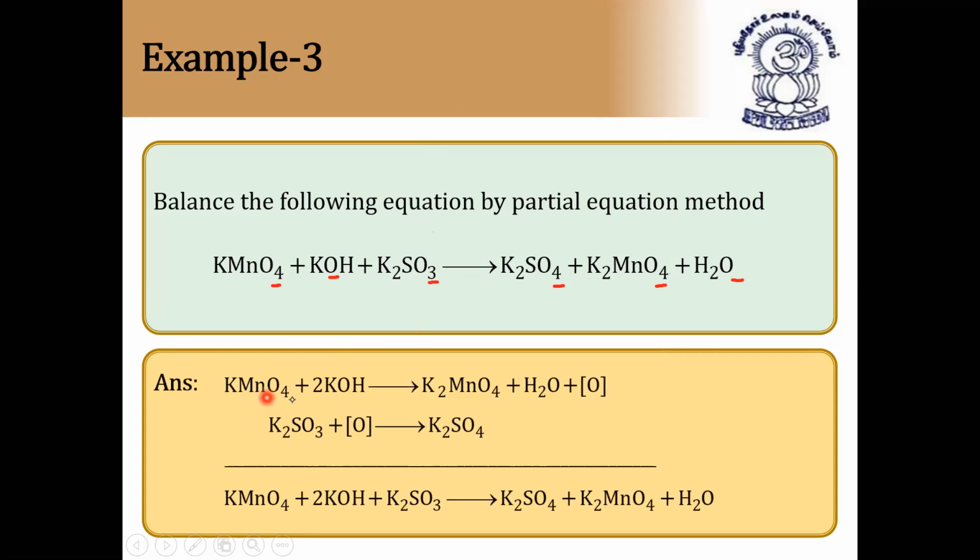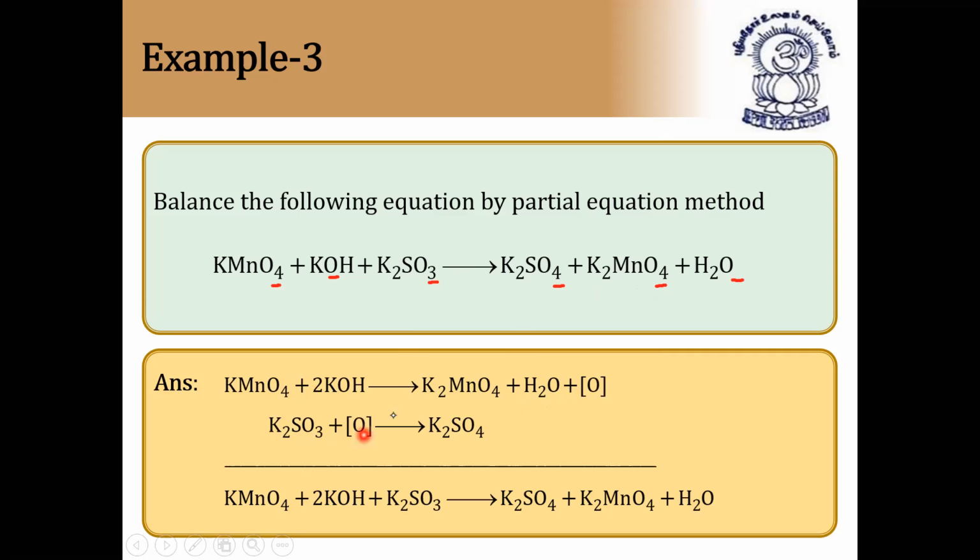So KMnO4 combines with 2KOH, because potassium hydroxide is 2. So straight away we will write here 2. So 2KOH and forms K2MnO4 plus H2O plus nascent oxygen. This equation is the basic equation. You have to remember this equation 100%.